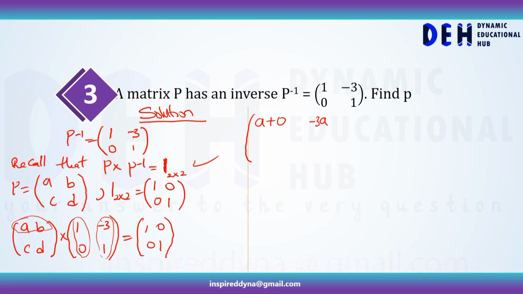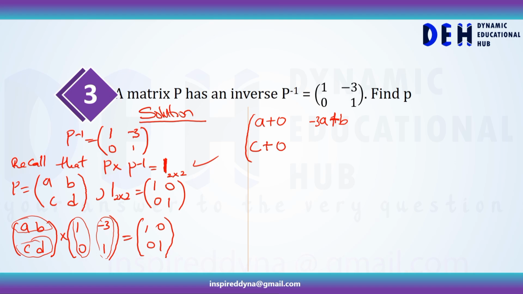B times 1 here plus B. Minus 3A plus B. So we multiply these guys together. So this one is very simple. Now you come over here as well. C multiplied by 1, you have C plus D multiplied by 0, that is 0.